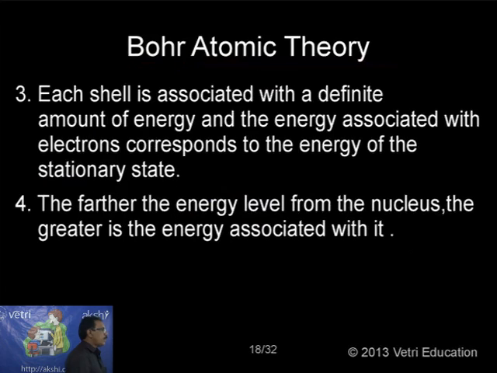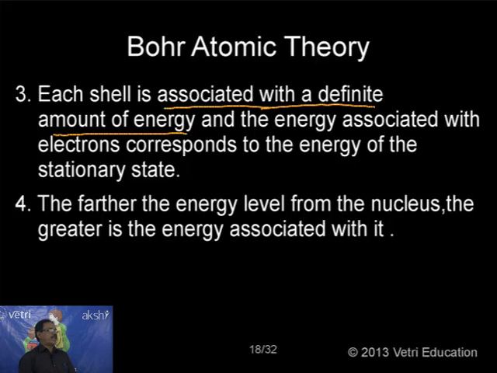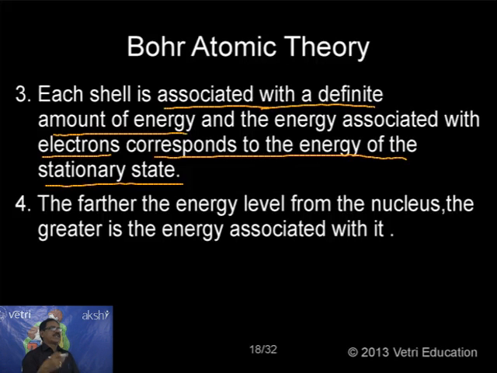Third one, each shell is associated with a definite amount of energy. Kindly follow, this is the most important concept, the postulate. Each shell is associated with a definite amount of energy, and the energy associated with the electrons corresponds to the energy of the stationary state. So wherever the electron is present, if in the first level, energy will vary; second level, energy will vary. So the energy of the electron depends upon the position of the orbit, the energy level.